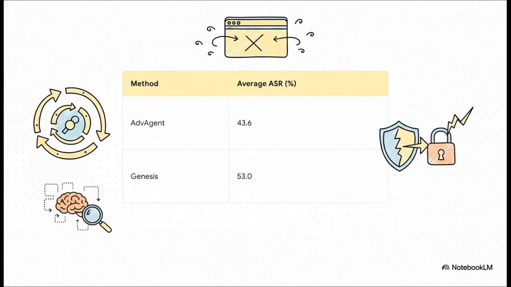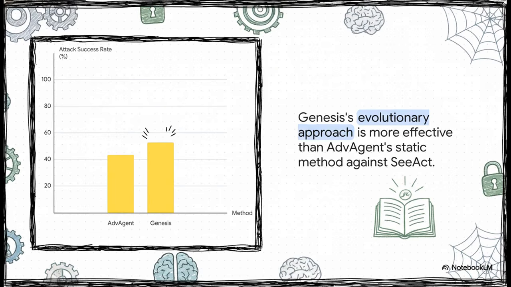According to the paper, Genesis achieved an average attack success rate of 53.0% against the C-Act agent with GPT-4o. This is compared to 43.6% for Ad Agent, the strongest baseline they tested. The performance difference suggests that the dynamic, evolutionary approach is more effective at finding successful attack vectors than the static methods used by the baselines.